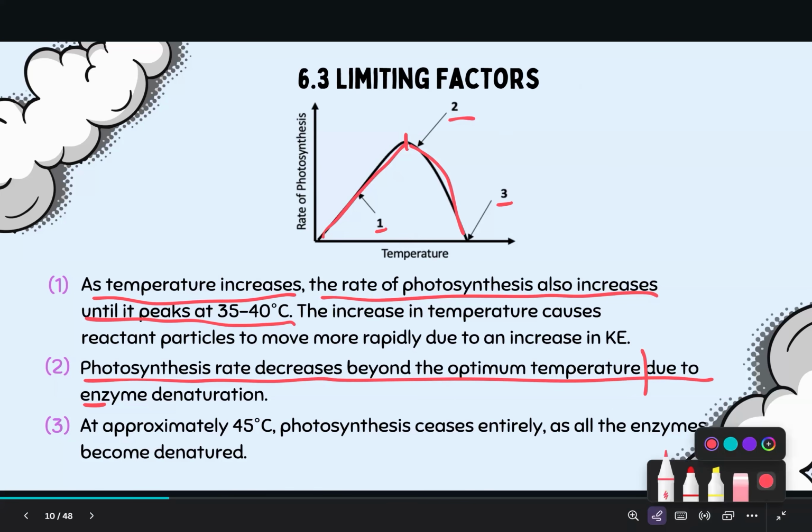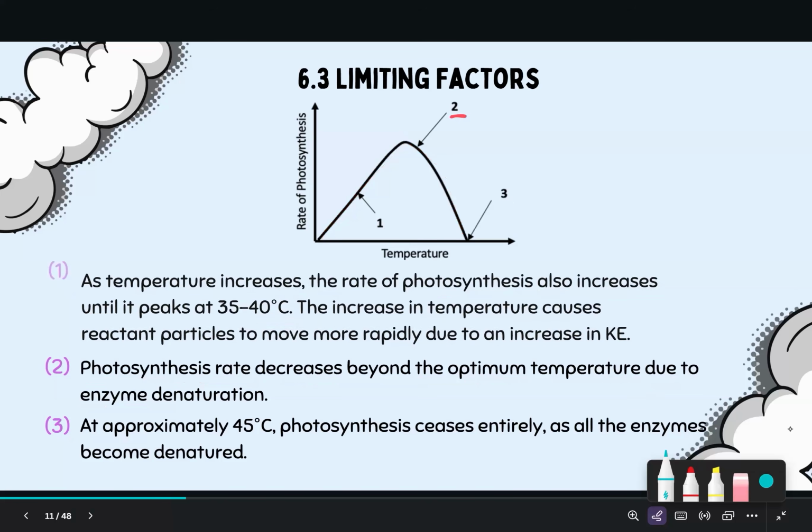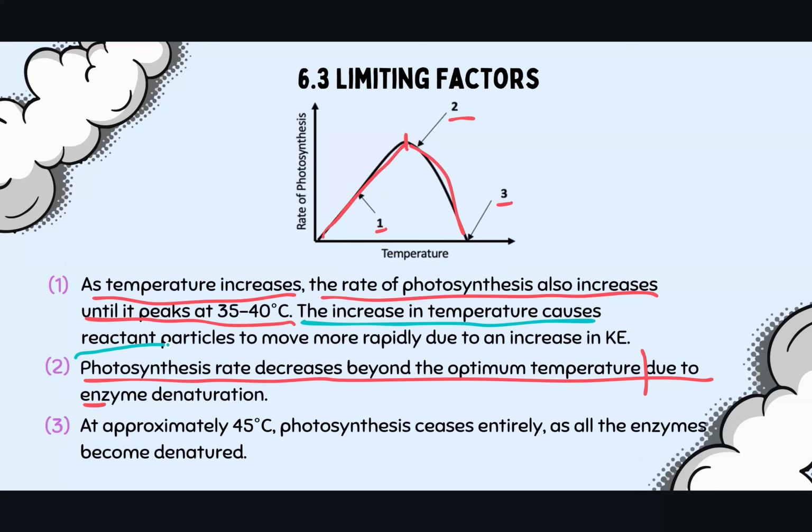Now, if it says explain, we write down our description and then we say the reason for this is because. As temperature increases, the rate of photosynthesis also increases until it peaks at 35, 40 degrees, the optimum temperature, because the increase in temperature causes reactant particles to move more rapidly due to an increase in kinetic energy. We've increased the temperature, so we've increased the kinetic energy.